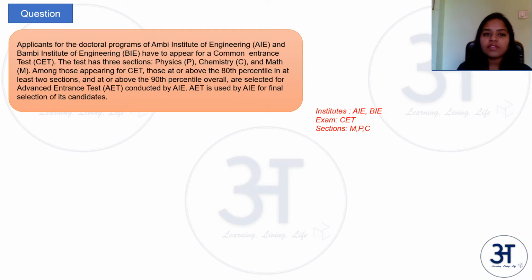Among those appearing for CET, those at or above 80th percentile in at least two sections and at or above 90th percentile overall are selected for another exam, AET, conducted by AIE. So here, whoever scores 80th percentile or more in at least two of these, either in M and P or P and C or M and C, and 90th percentile overall will be selected for one more exam that is called AET, and that is conducted by the institute AIE.